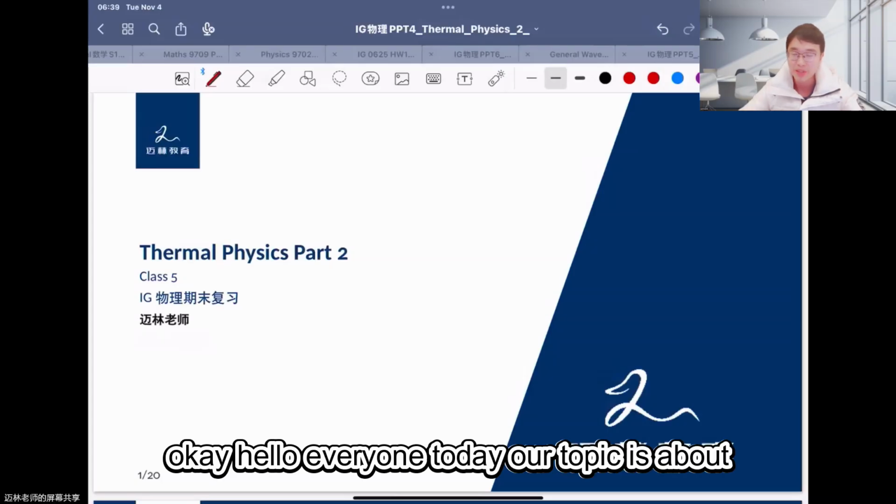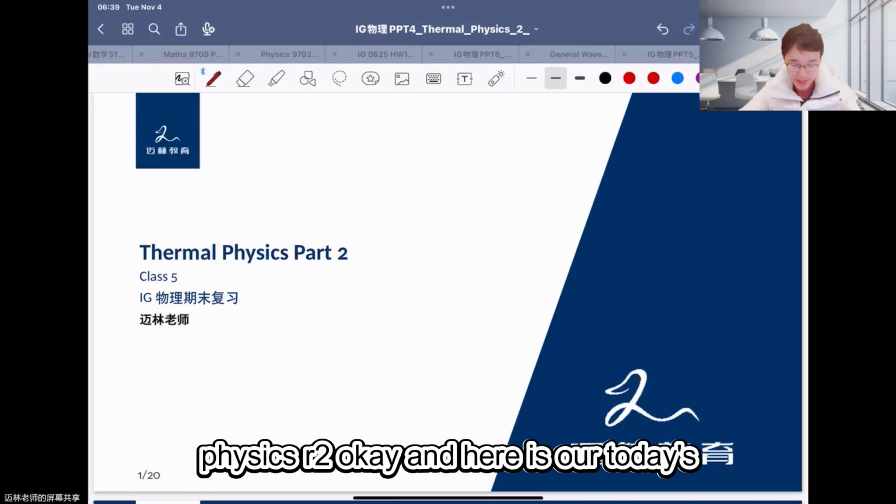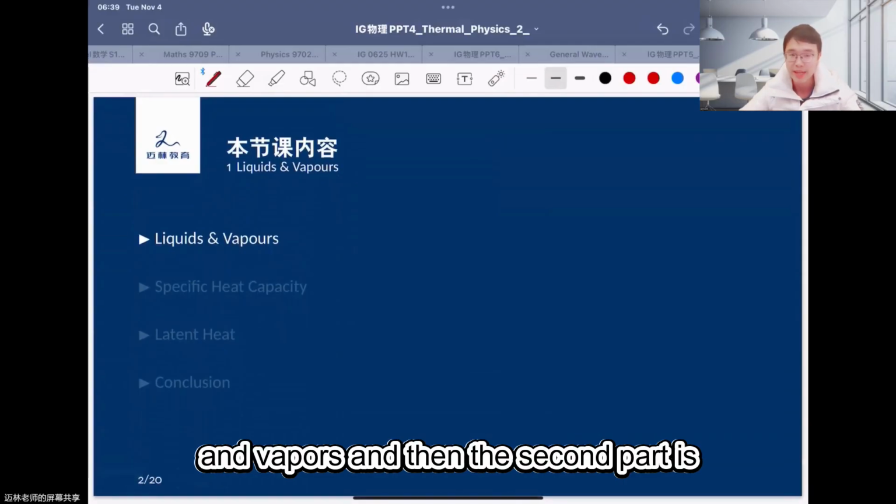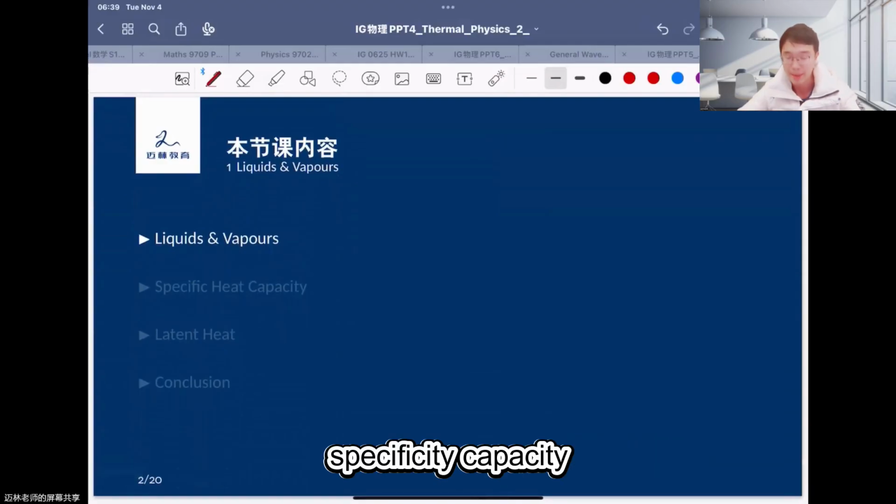Okay, hello everyone. Today our topic is thermal physics part 2, okay? And here is today's content. First, we are learning about liquids and vapors, and then the second part is specific heat capacity.